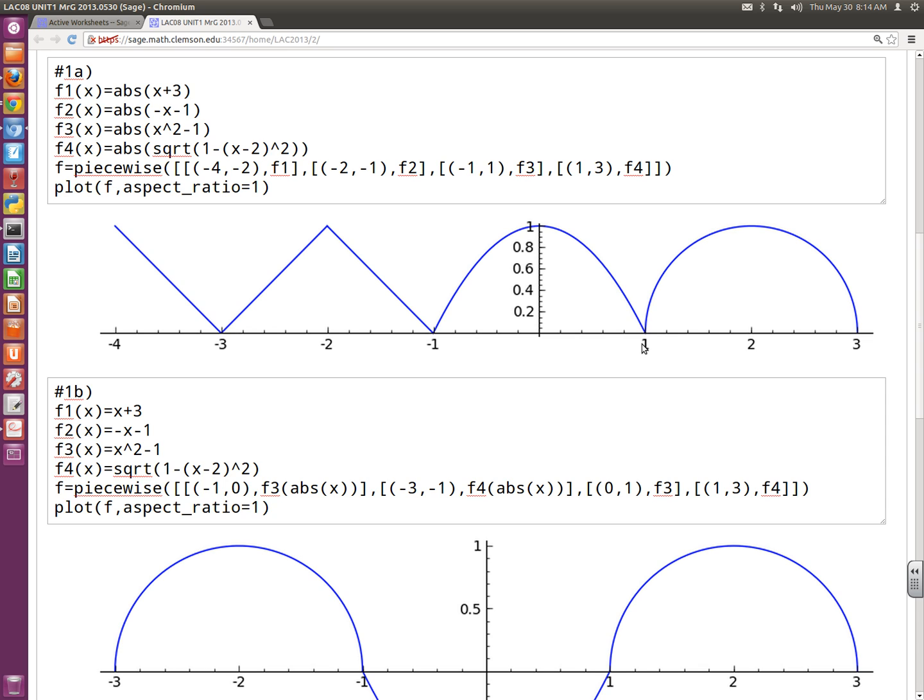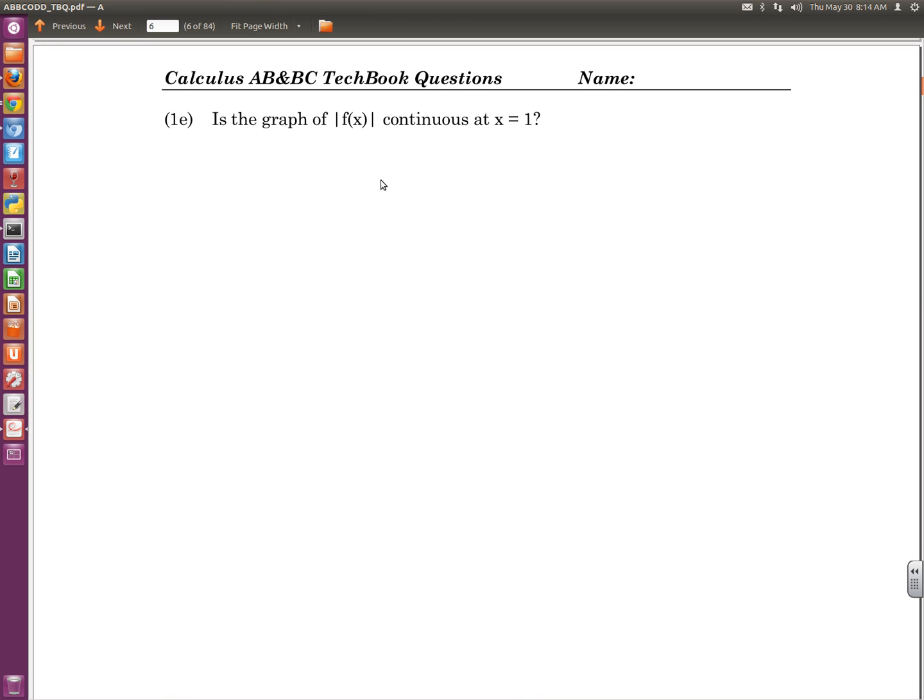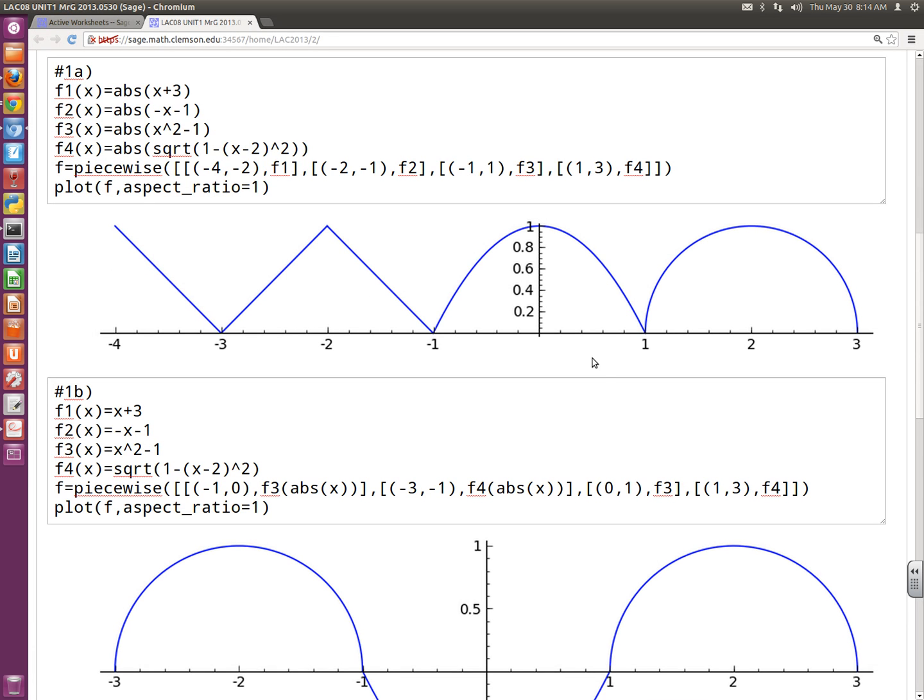Now remember, listen. Remember the continuity theorem. Is f of 1 defined? Yes. Does the limit at 1 exist? Is it the same as f of 1? Okay, so there it is. That's the answer to that question. Right? Is the absolute value of the function continuous at 1? It is. This is the absolute value function right here, isn't it?